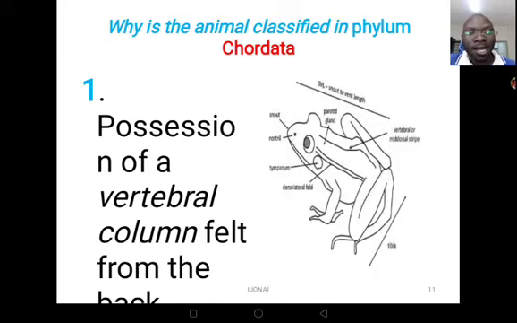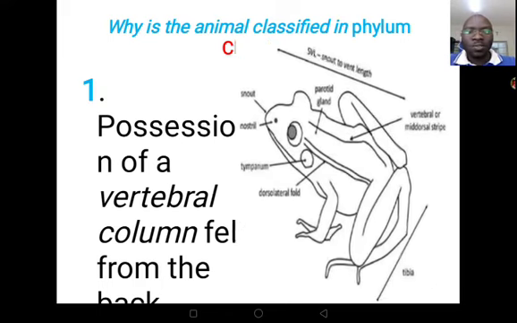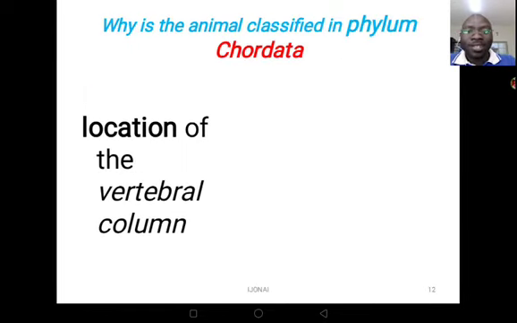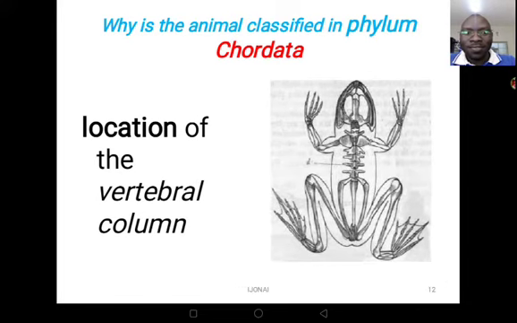You can look at their back. You'll see a strip running from the head to the caudal area. That bony structure that you can feel from its back is what we call the vertebral column. And of course, this is common for all the vertebrates, all the chordates. Yeah, they have the vertebral column.